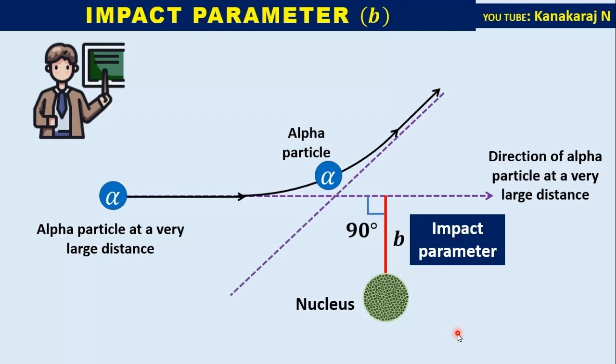And we draw another dotted line which gives the direction of the deflected alpha particle that makes an angle theta with the direction of the alpha particle at very large distance. This theta is called scattering angle.